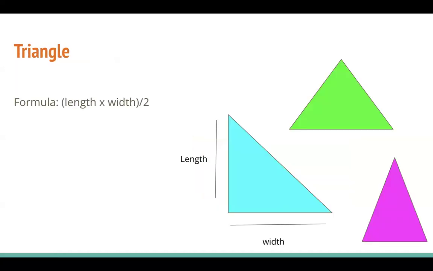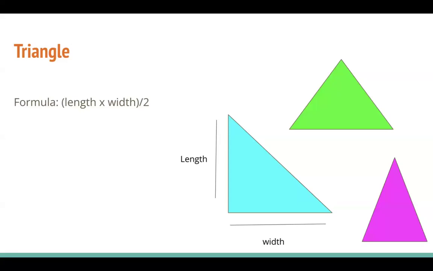Okay, so this is where it gets a little complicated. So, let's start simple. The formula for the area of a triangle is going to be its length times its width. Turn around. Okay, so the area of a triangle is going to be its length and width divided by 2.